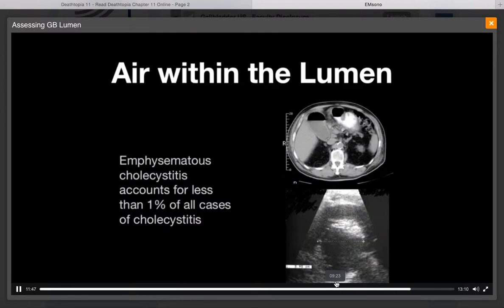Emphysematous cholecystitis accounts for less than 1% of all cases of cholecystitis. As many as 40% of patients who have this are diabetic. The condition can be recognized on ultrasound exam by the presence of echogenic gas with posterior reverbs located in a non-dependent location. This patient with emphysematous cholecystitis has multiple echogenic foci anteriorly with posterior reverberations. And here you can see the correlative CT scan showing air within the lumen of the gallbladder.